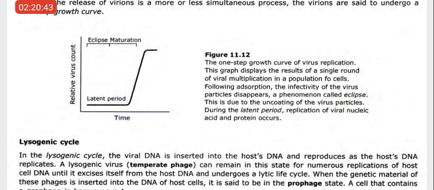This graph displays the result of a single round of viral multiplication in a population of cells. Following adsorption, the infectivity of the virus particles disappears, a phenomenon called eclipse. This is due to the uncoating of the virus particles. During the latent period, replication of viral nucleic acid and protein occurs.